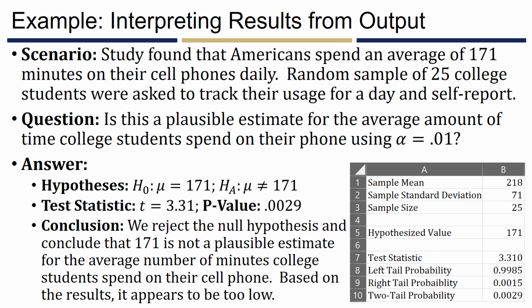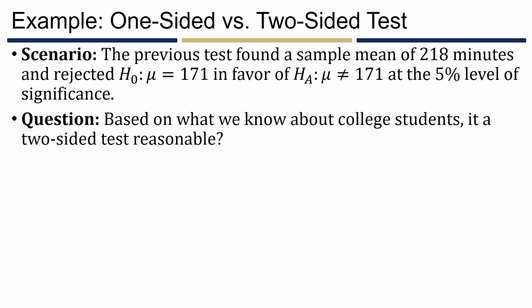In terms of our conclusion, comparing our p-value to our level of significance, we see that the p-value is less than 0.01. So we're able to reject the null and conclude that 171 is not a plausible estimate for the average number of minutes that college students are spending on their cell phone in a typical day. And based on the results from the sample, it appears as if 171 is a little bit too low. The sample mean was 218, the hypothesized mean was 171, so it looks as if college students spend significantly more time on their phones than the hypothesized value of 171.